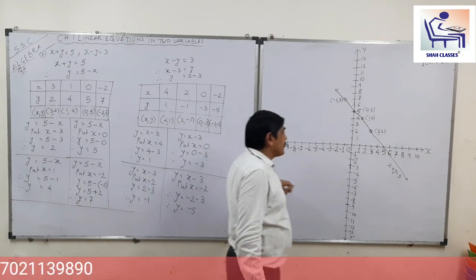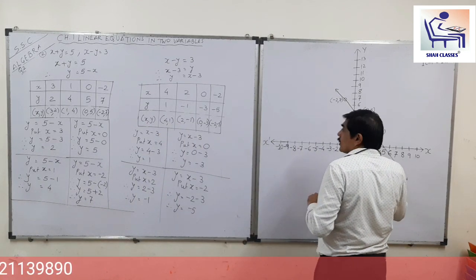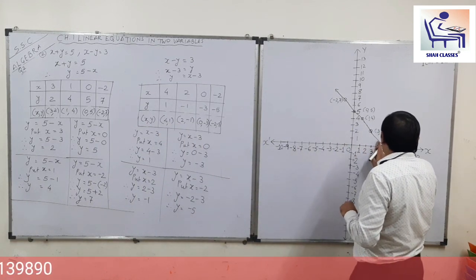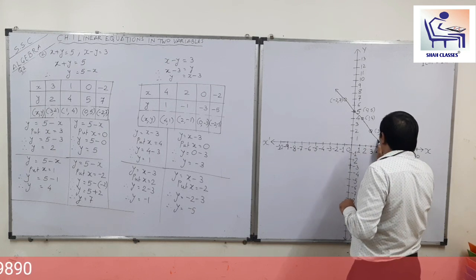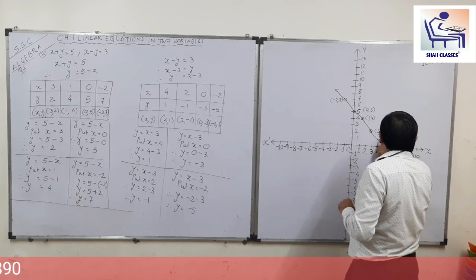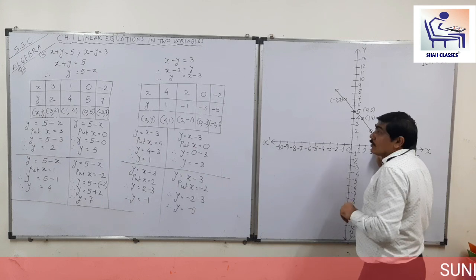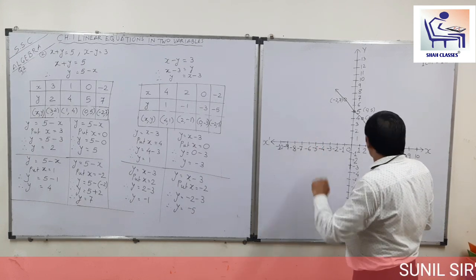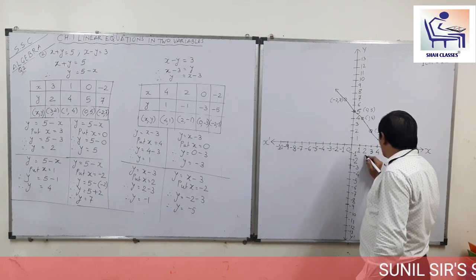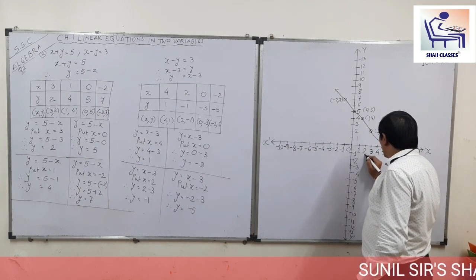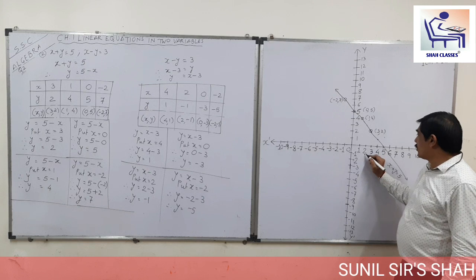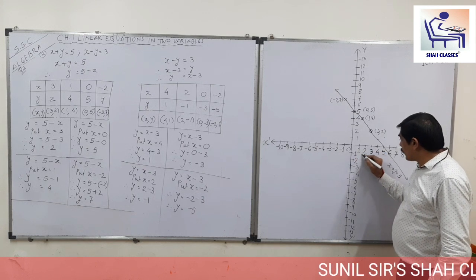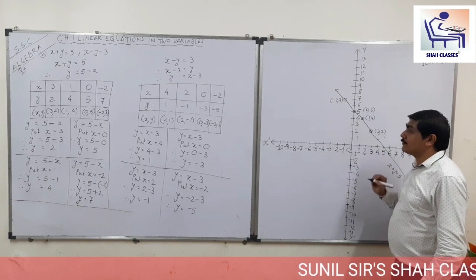4, 1. So your first point is 4 and 1. So here we are getting 4, 1. Second point is 2 minus 1. So on the x-axis, please remember, on the x-axis 2 and on the y-axis minus 1.